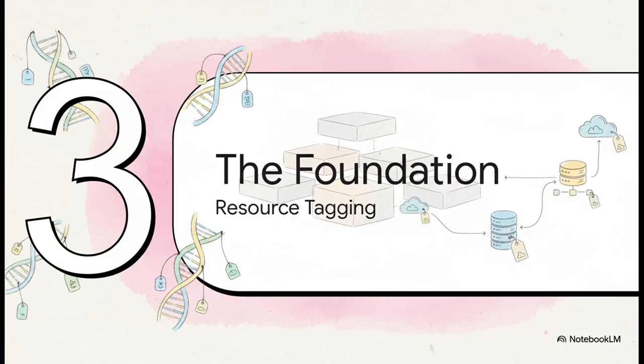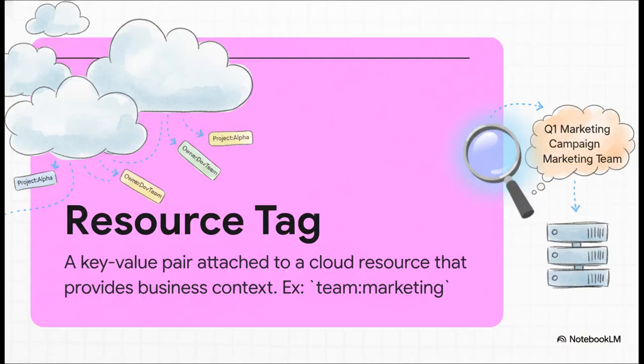So, okay, if allocation is the goal, what's the first step you need to take? It all comes down to one simple but incredibly powerful concept: resource tagging. You can really think of tags as the DNA of cost allocation. Without them, the entire system just completely falls apart. So a tag is just a label, a simple key-value pair that you attach to a cloud resource. But this simple little label provides critical business context. It transforms some generic, anonymous server into the server for the Q1 marketing campaign owned by the marketing team. See? All of a sudden, it has an owner and a purpose.